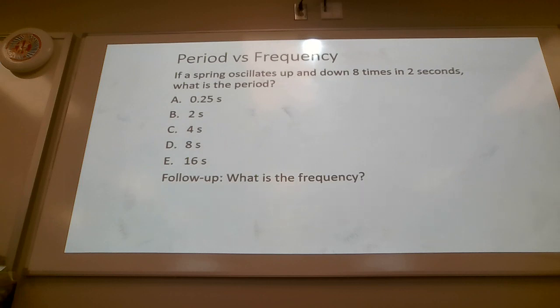Correct answer is A. Okay. Period is seconds over cycles. Okay. Good with that? Yep. And the frequency is going to be what? Tell your neighbor. Correct answer is 4 cycles per second.